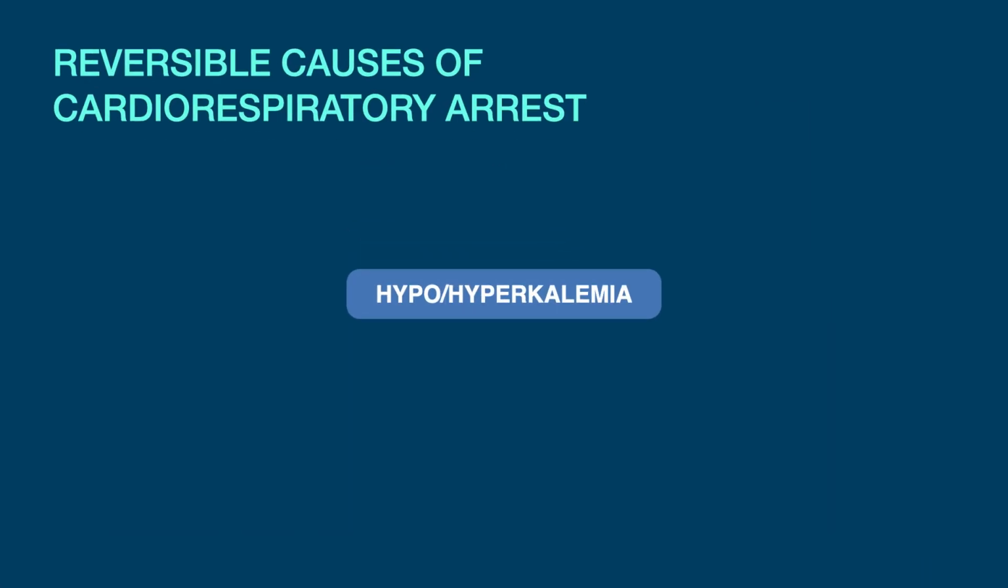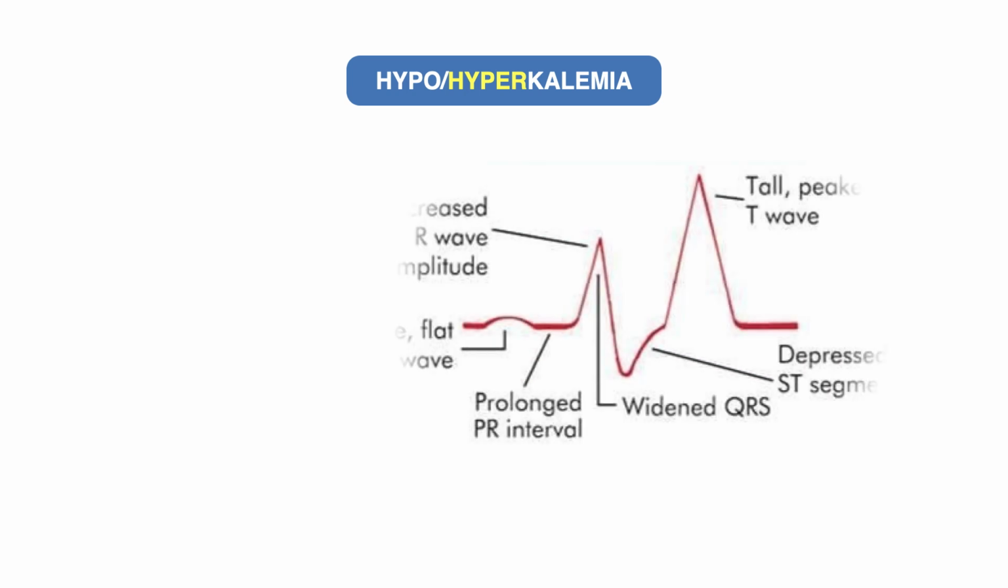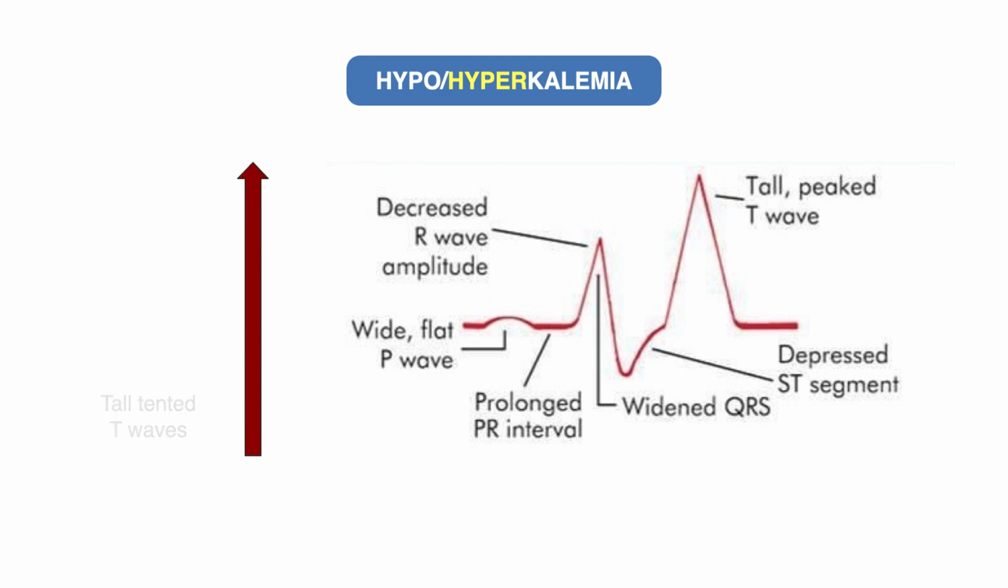Next H that we will be talking about is hypo and hyperkalemia, which is low and high potassium levels in the plasma. Electrolyte abnormalities can cause cardiac arrhythmias or cardiac arrest, and life-threatening arrhythmias are associated most commonly with potassium disorder, particularly hyperkalemia. Let's look at hyperkalemia first. The early changes on ECG in hyperkalemia are tall tented T waves, followed by flattening P waves and widened QRS complexes before turning into sine wave.